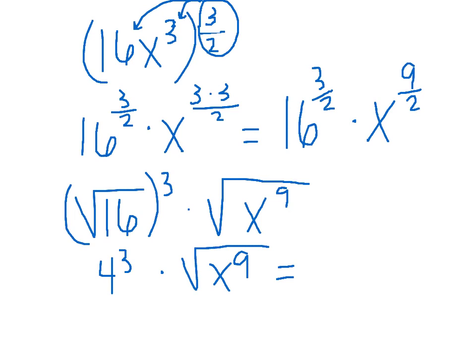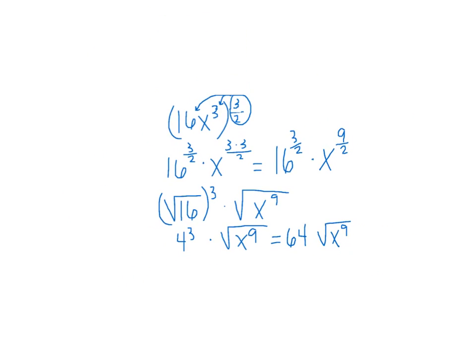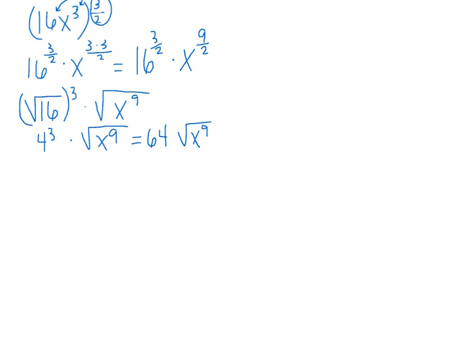And thinking about that further, 4 cubed is 64. So I have 64 times the square root of x to the 9th power. Let me shrink this down a bit and get some more space. This is where I'm going to start thinking about simplifying the square root of x to the 9th.